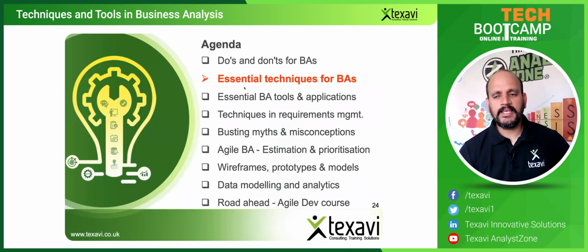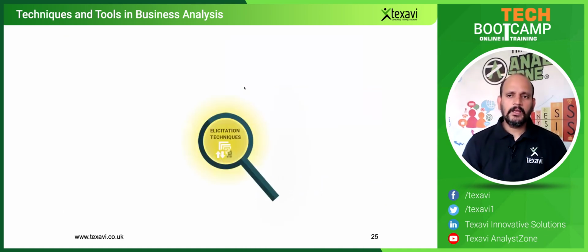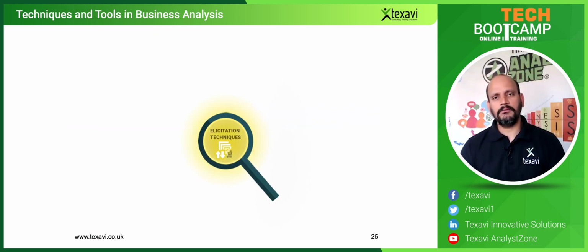Let's have a look at the essential techniques for BA. So very important. We've had a lot of discussions around this. We're talking about the elicitation process as a process, so the discovery process. I think we did get a lot of questions around that. What are the discovery techniques and how should one as a BA go about doing the discovery? So we did spend some time around that.